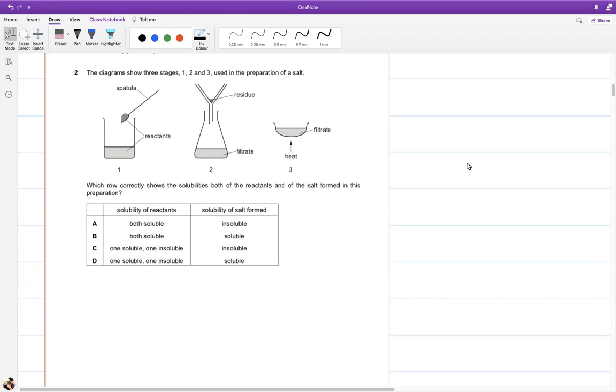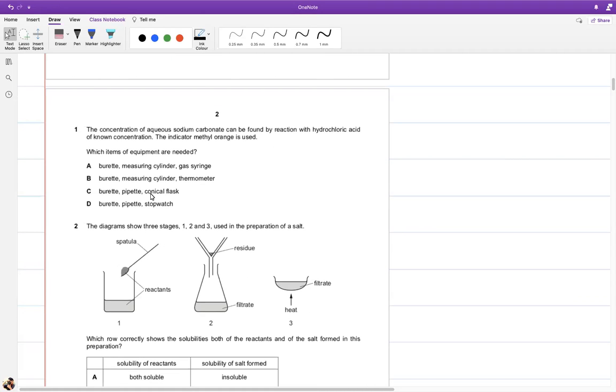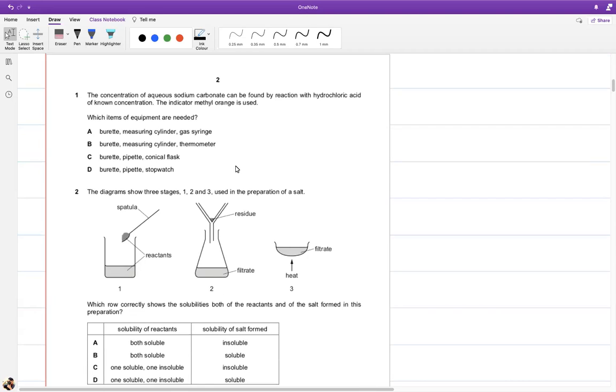All right. The diagram shows 3 stages, 1, 2. By the way, in the last question, if they ask you to find the rate of reaction, then what can we do? All the other 3 options, A, B, and D, can be used to figure out the rate of reaction. Why is that? Because in the rate of reaction, there's a gas being given off, carbon dioxide, so we can use a gas syringe for that. There is a thermometer, because it's an exothermic reaction, we can use that. And we just have to add a stopwatch to both of them.